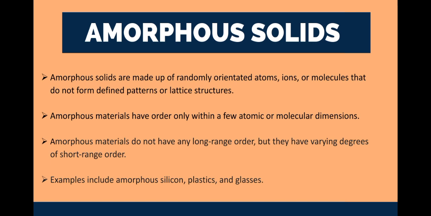Next, amorphous materials have order only within a few atomic or molecular dimensions. While amorphous materials lack long-range order, they do possess some degree of order within a limited range of atomic or molecular dimensions. This means that the atomic or molecular arrangement in amorphous solids may exhibit short-range order, while local clusters or groups of atoms have some degree of alignment or coordination. However, this short-range order does not extend throughout the material, distinguishing amorphous materials from crystalline solids.